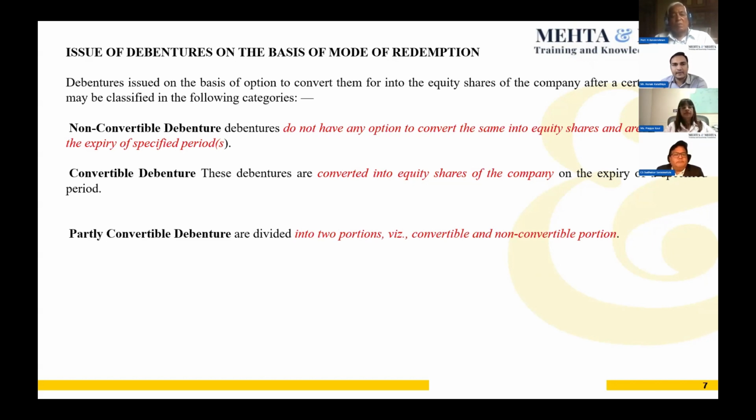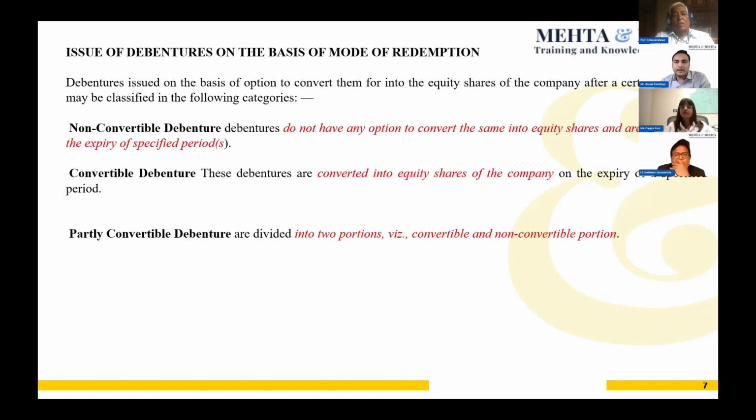of the specified period. On the other hand, if fully convertible debentures are issued, as per section 71(1), any company may issue debentures with an option to convert into equity either fully or partly. However, in case of issue of debentures with an option to convert into shares, the same has to be approved by the special resolution at the general meeting.